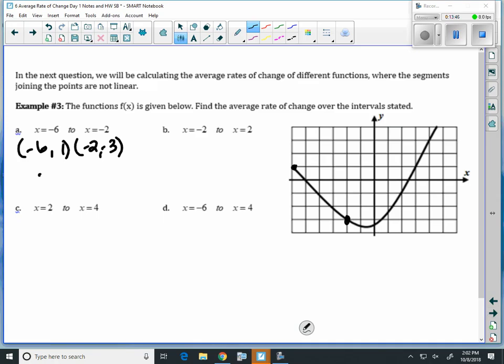All right, so we would have -3 minus 1 over -2 plus 6. We end up with a double negative there. -4 over 4. You should get a slope of -1 for that one. Okay, I'm going to have you do B, C, and D on your own. So you're writing down the 2 points and then calculating slope. Okay, so go ahead and do B, C, and D on your own right now.